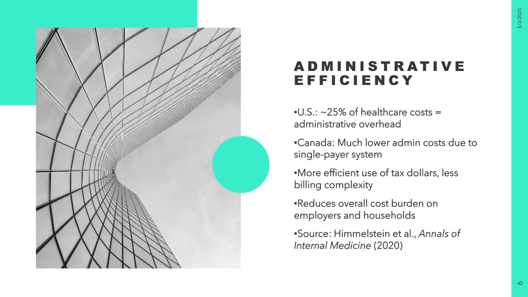The administrative efficiency. A big part of that inefficiency comes from administrative cost. So in the US, about 25% of all healthcare spending goes to things like billing, insurance claims, and paperwork. In Canada's single payer system, those costs are dramatically lower. The government handles the majority of payments, cutting out the complexity of dealing with dozens of private insurers. This frees up resources and reduces total system costs.